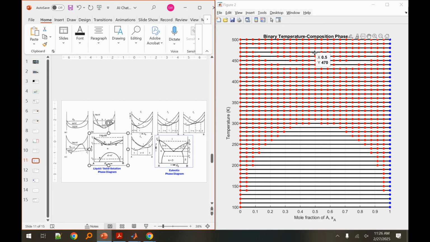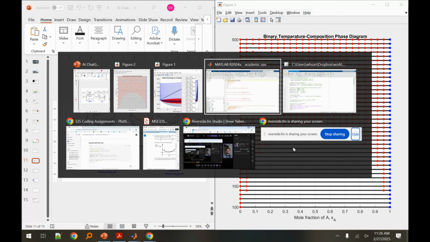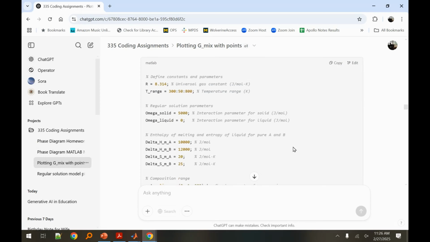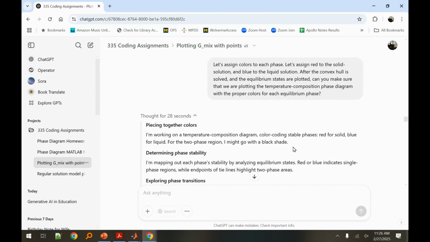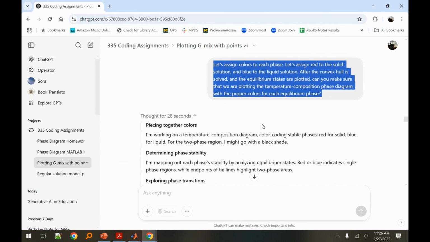So let me just go back to ChatGPT and tell it to update the colors correctly. I'm sure I did that. Let's assign colors for each phase. Let's assign red to solid solution and blue to liquid solution. Plot it, and then it's going to do all this. I'm going to copy.